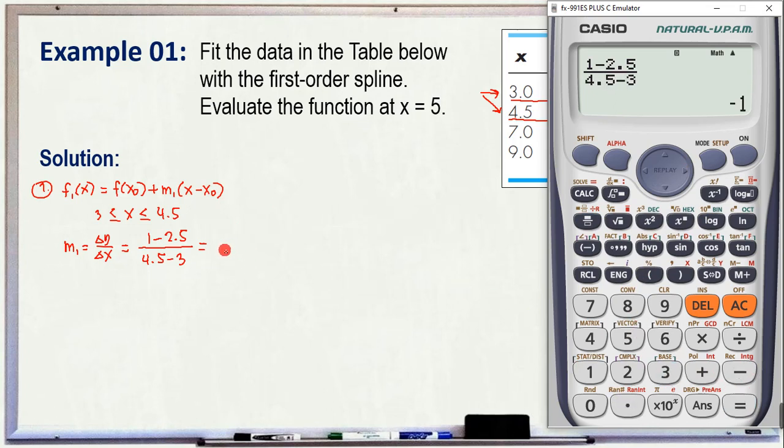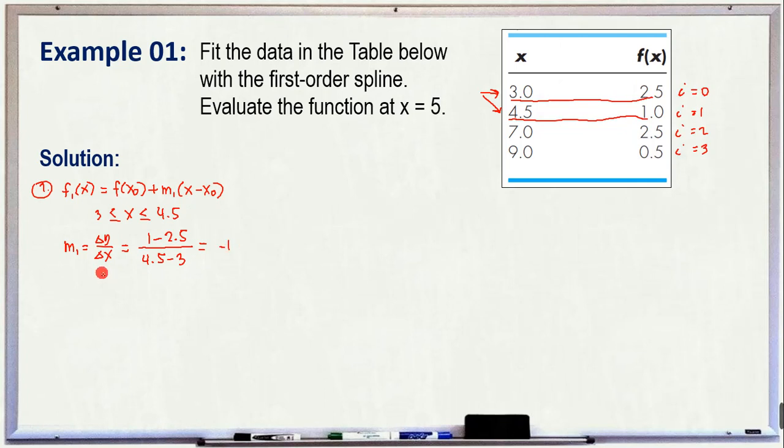Sakto ba ni? Okay, negative 1. So therefore, ang ato ang first equation, f1 of x, substitute dayon nimo. So f of x naught is 2.5. So 2.5 plus m1. So m1 is negative 1. So minus 1 x minus our x naught is 3.